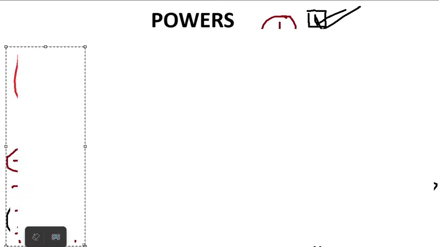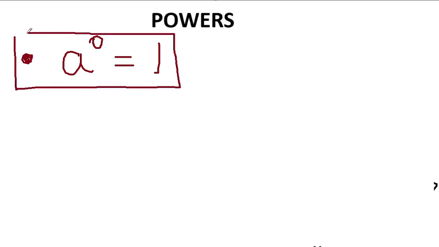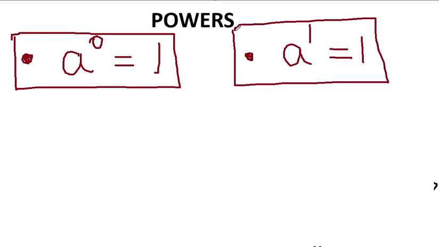Okay, let me erase this really quick for you. And there we go. Okay, so the first formula is a to the power of 0 is equal to 1. That is the first formula. I'm going to put the formulas inside a box so that you know this is the one you have to write down. A to the power of 0 is equal to 1. A to the power of 1 is equal to A.